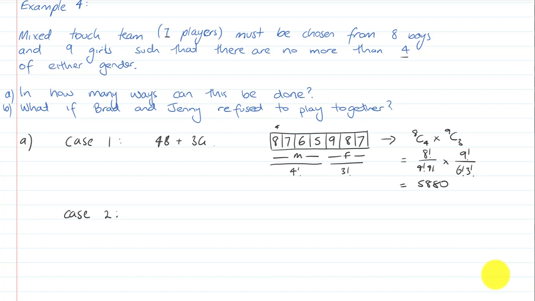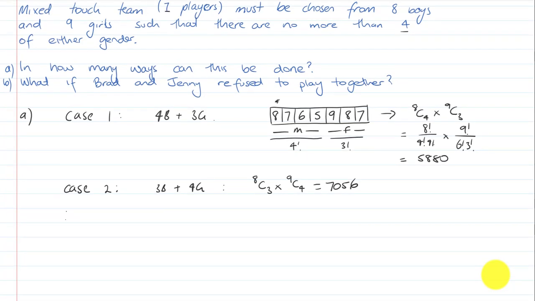And case 2 is 3 boys and 4 girls. And so we've got the same diagram there, but let's simplify it here. This is an 8C3 times 9C4 situation. And this works out to be 7,056. We expect that to be slightly higher because there are more girls and we're picking a larger number from that more girls. So that combination bit will be a bit higher.